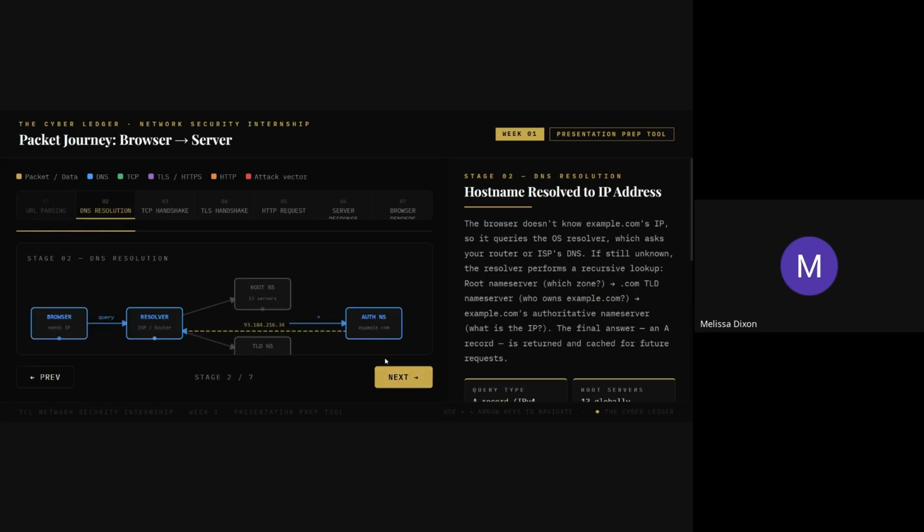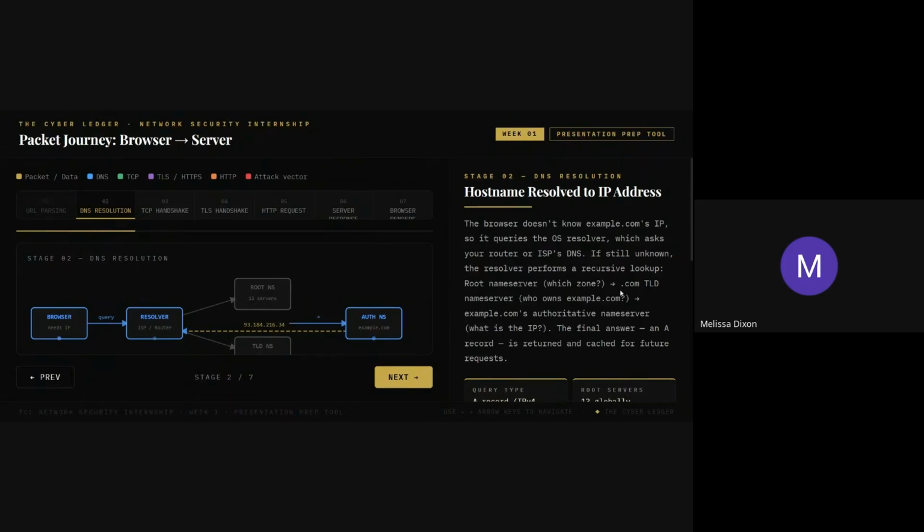And then stage 2, DNS resolution, hostname resolved to IP address. The browser doesn't know example.com's IP, so it queries the operating system resolver, which asks your router or ISP's DNS. If still unknown, the resolver performs a recursive lookup. So root name server, which zone, that sort of thing.